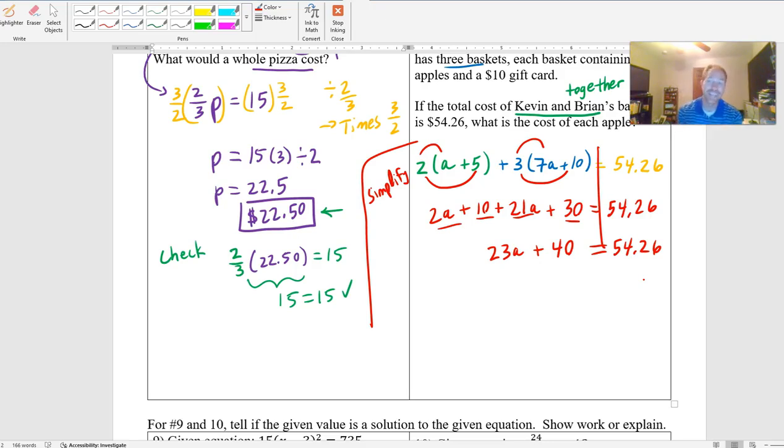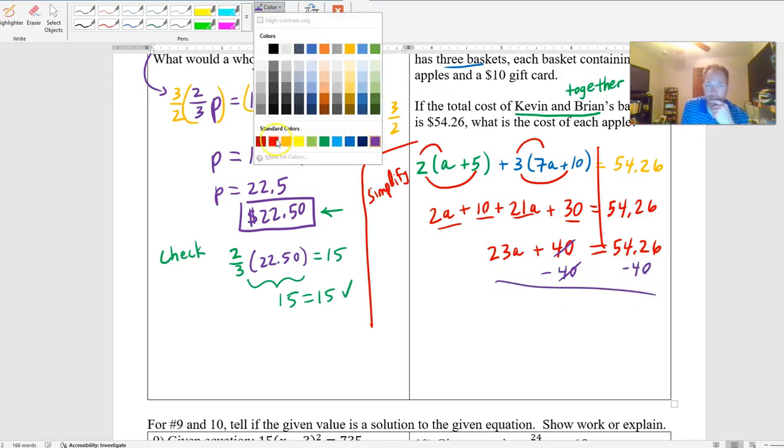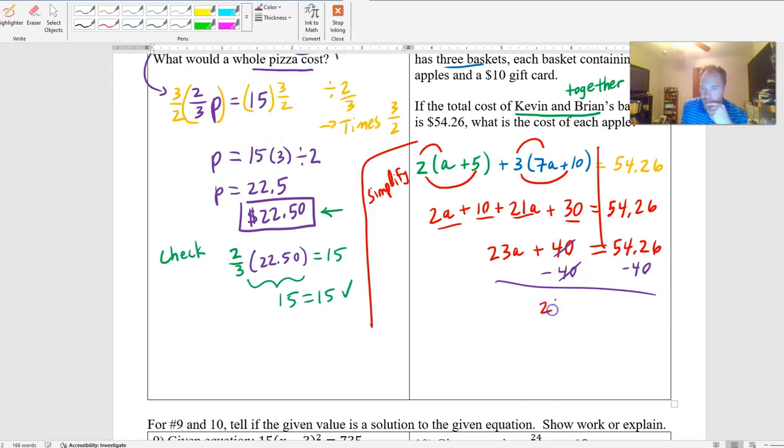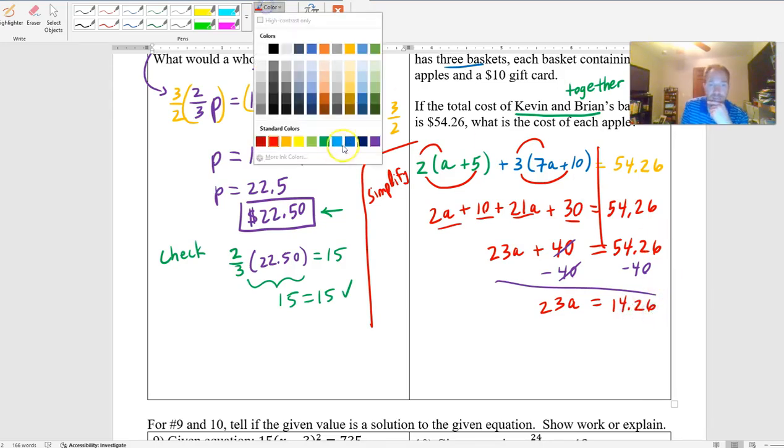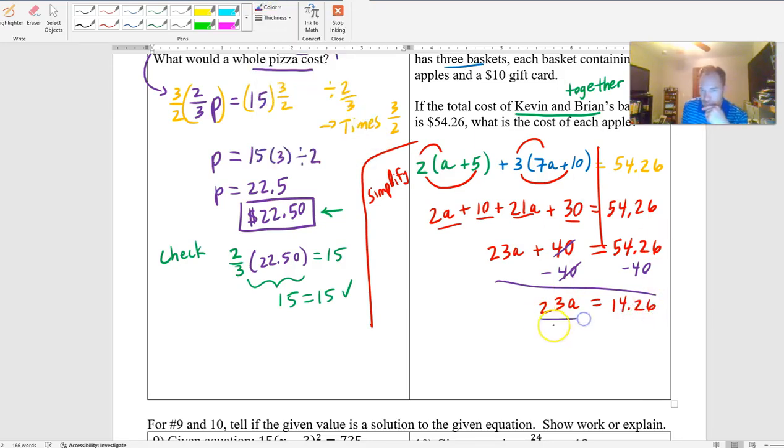So if you can get it down to this point, in my opinion, from here it's very simple. Because now it's a 2-step equation. I just have to subtract the 40 and divide by the 23. So let's see here. What color am I using? We'll go in red. So that'd be 23. The 23 apples are going to cost you $14.26. And then let's divide those 23 apples into 23 equal groups because each group will be 1 apple.